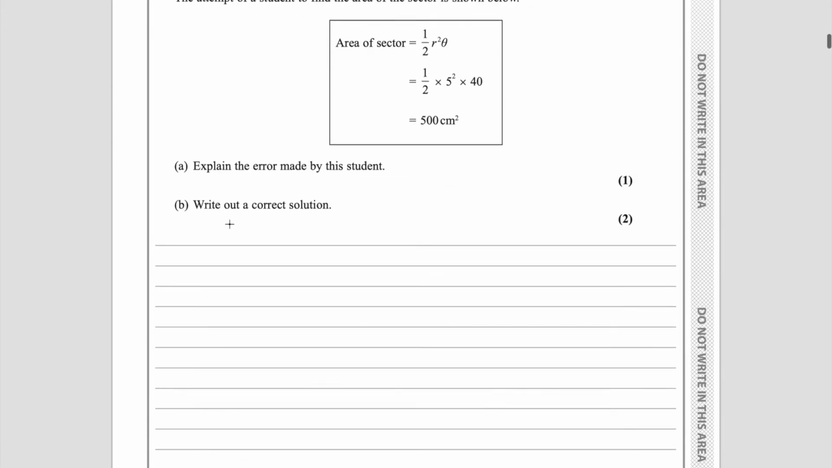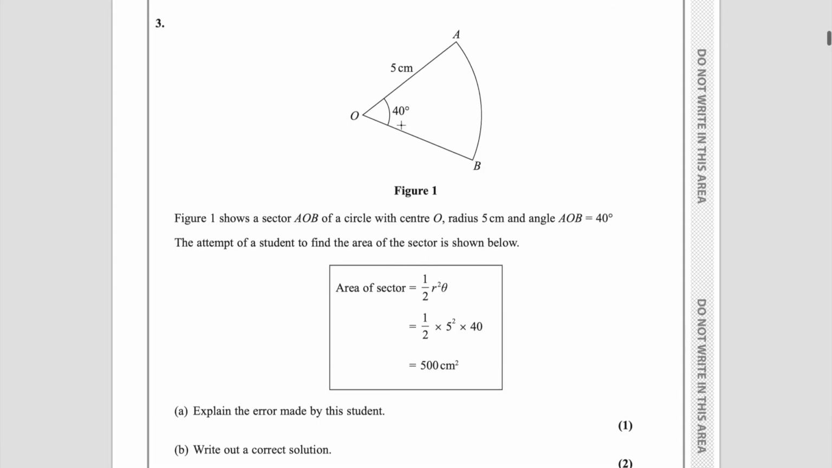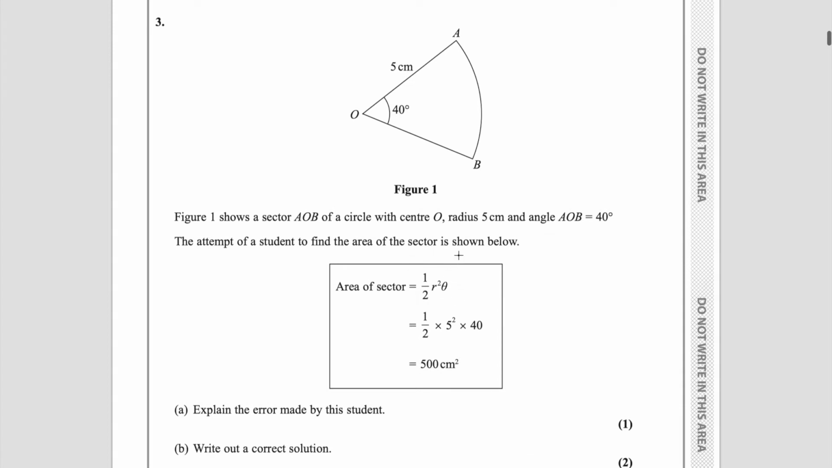And for part A, what we're asked to do is find or explain the error made by the student. Quite simply, this formula here, half r squared theta, is the correct formula for the area of a sector.